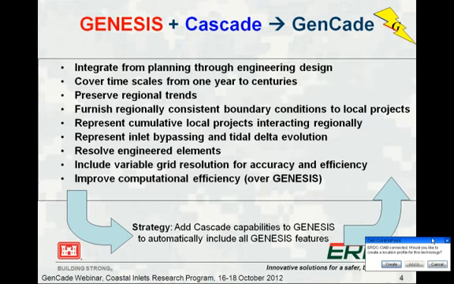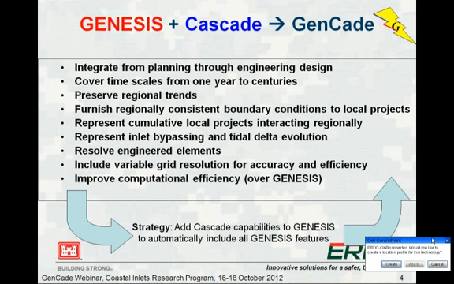So once we had that done with GenCade, one of the things I do want to mention is that with GenCade, we are saying that it is Genesis plus Cascade, but in order not to promise that we can look at regional scales on the order of several states in length, I would feel more comfortable saying that GenCade is Genesis plus inlets, which is the capability of Cascade.